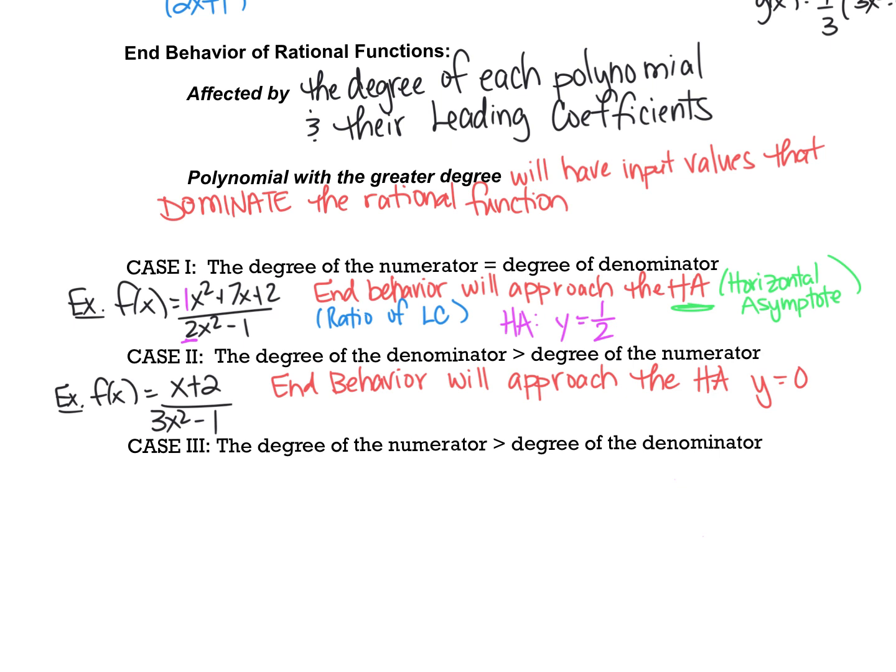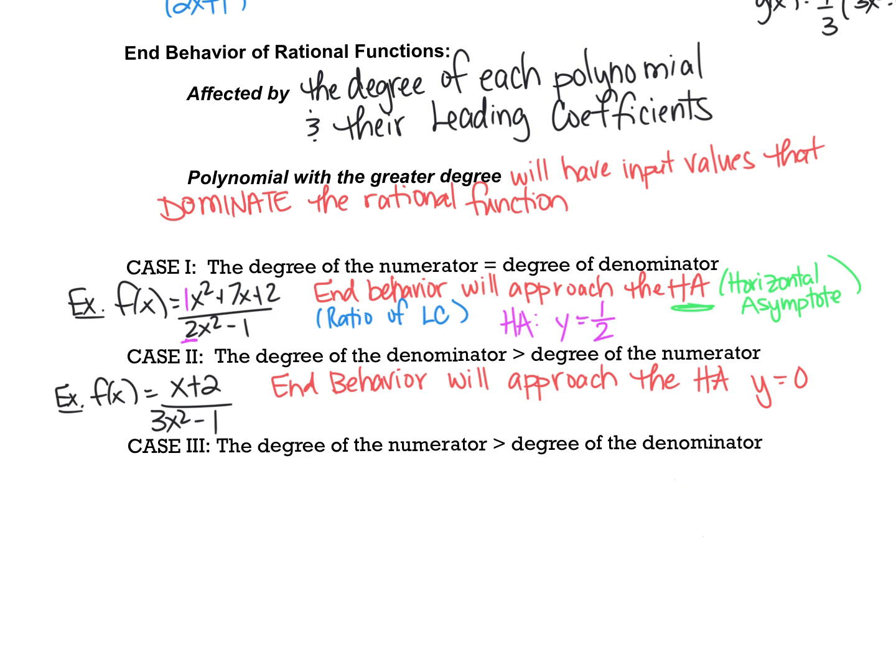All right, so case 3, when we're talking about end behavior. We're either going to approach a horizontal asymptote that has some kind of numerical value. We find that when the degree is the same on the top and bottom, we just do the ratio of those leading coefficients. It's going to approach 0, the horizontal asymptote is 0, if the degree of the denominator is bigger. Well, what happens when the degree of the numerator is bigger?